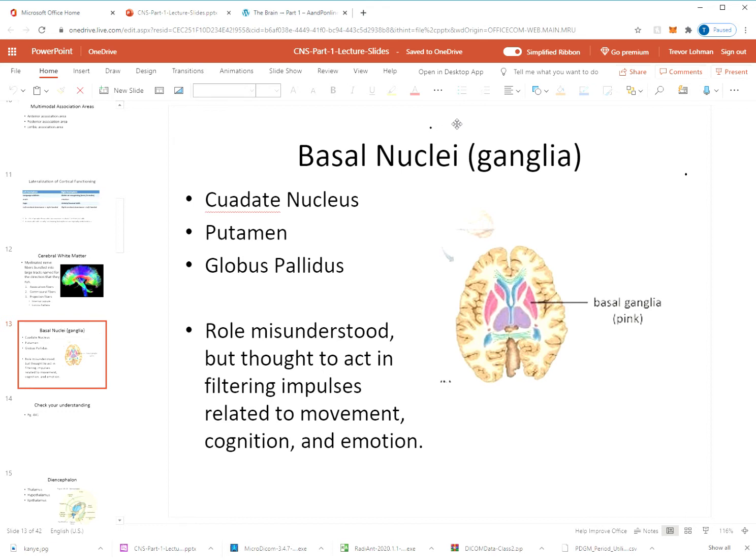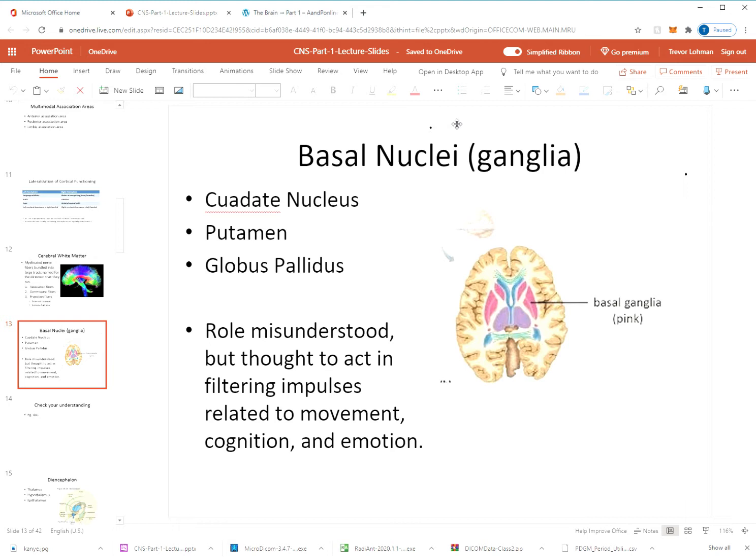Our next group here is called the basal nuclei. You've probably heard the term basal ganglia. This is actually gray matter. Basal ganglia is not technically an accurate anatomical word because a ganglion is a group of cell bodies outside of the central nervous system. And you can see from this picture that this gray matter is within the brain. So it's certainly within the central nervous system.